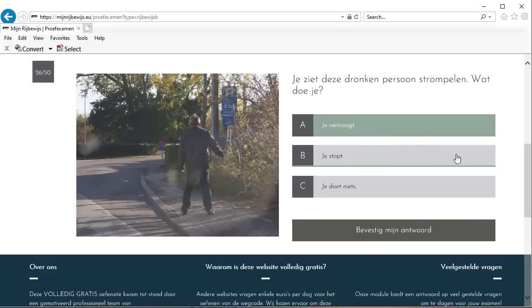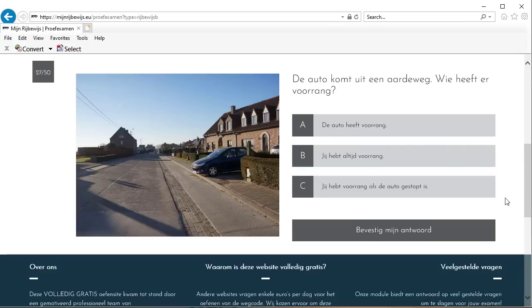So this car is coming out from a mud road. Who has priority? Option A is the car itself. Option B is you always have priority. Option C is you have priority if the other car stops. So the answer is you always have priority because the car is coming from a mud road. Anything that is coming from a mud road doesn't have priority. Okay. Next question.